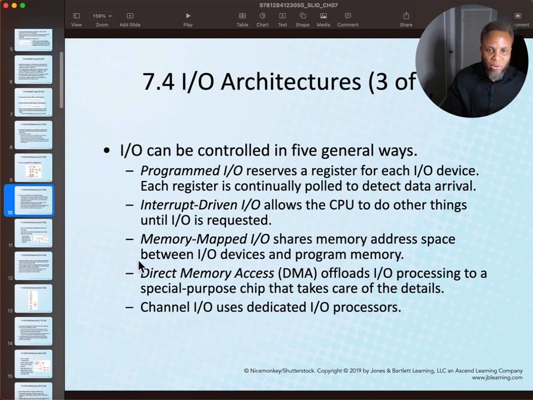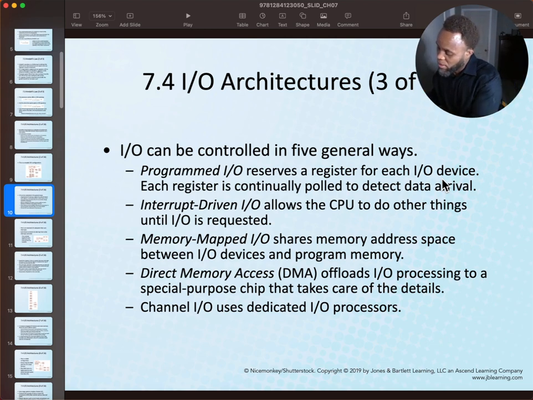The first one is programmed I/O. Programmed I/O reserves a register for each I/O device. So for your keyboard, for your mouse, for your monitor, there is a register that's reserved for each of these devices, and the CPU polls for this data frequently. Let me grab my textbook. Just a moment, please. So the CPU polls for data periodically by reading the data of those registers. So that's what we call polling. So that's programmed I/O.